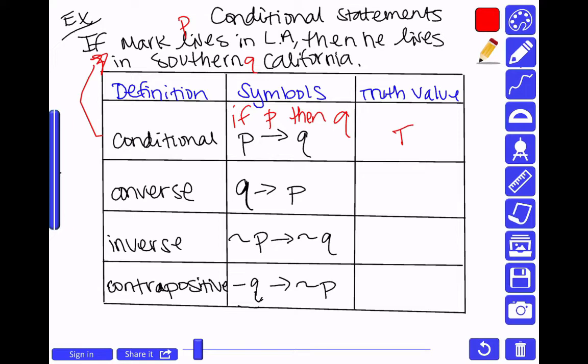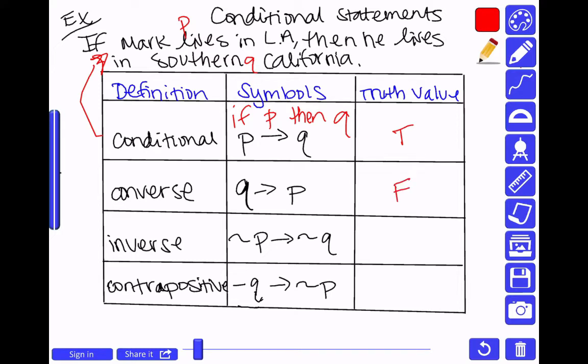The converse of this is if Q, then P, meaning you flip-flop the hypothesis and the conclusion. So if Mark lives in Southern California, then he lives in LA. Is that true? Not necessarily. There's a lot of other cities in Southern California, so that is false.